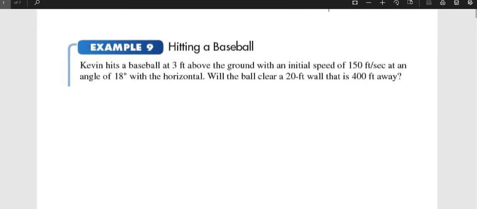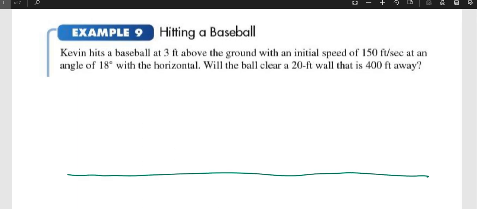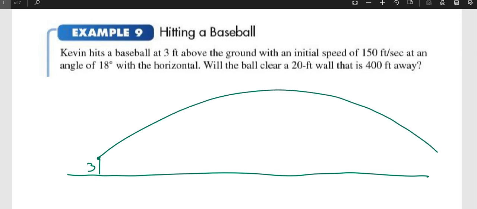So let's look at this situation. The baseball is being hit 3 feet above the ground, and it's going to fly through the air and eventually come back down. The question is, is it going to go over the 20-foot wall or not?